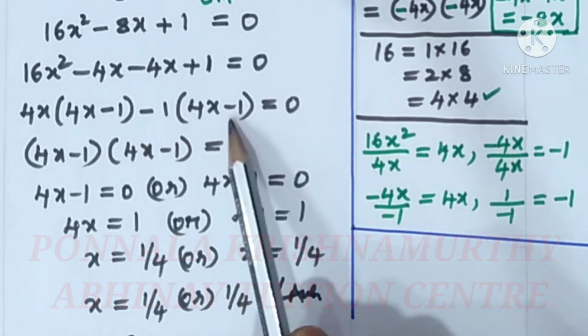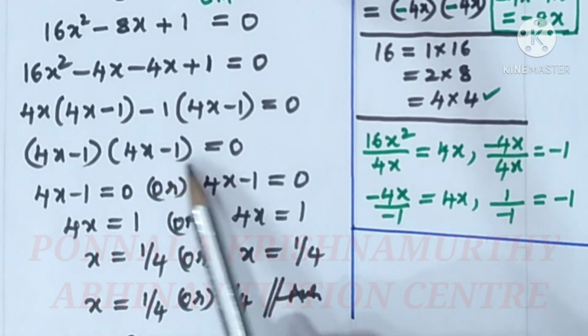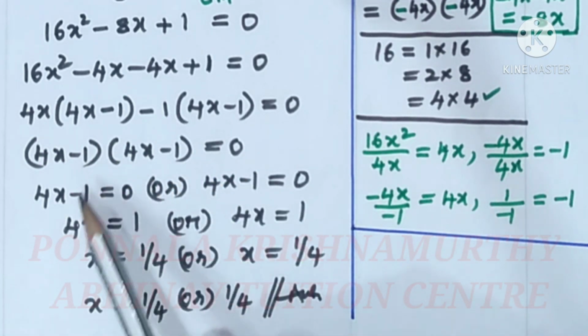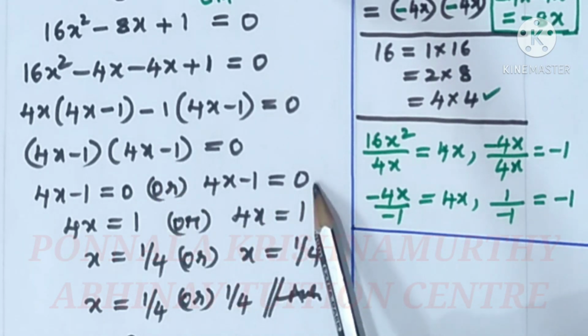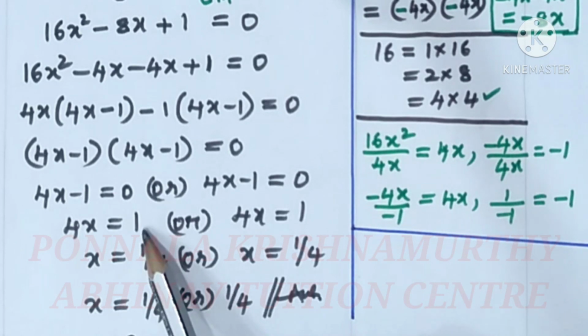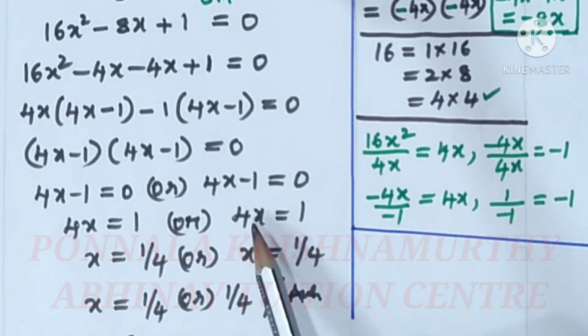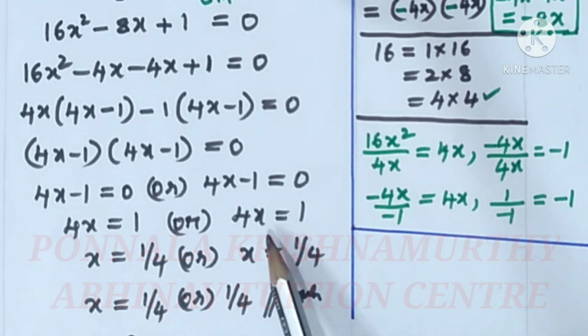Now, from these two, 4x minus 1 is common. And this 4x minus 1 is here. That is equal to 0. 4x minus 1 is equal to 0, or 4x minus 1 equal to 0. 4x is equal to minus 1 becomes plus 1 after coming to the right hand side. Here also 4x is equal to 1. X is equal to 1 by 4. X is equal to 1 by 4 or 1 by 4. The answers are 1 by 4 and 1 by 4.